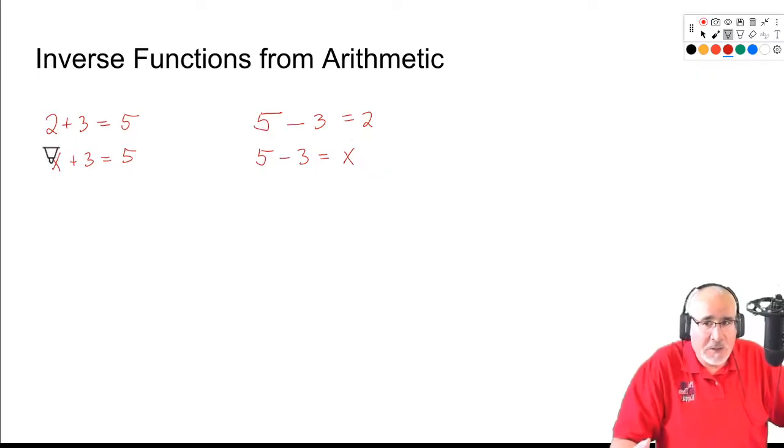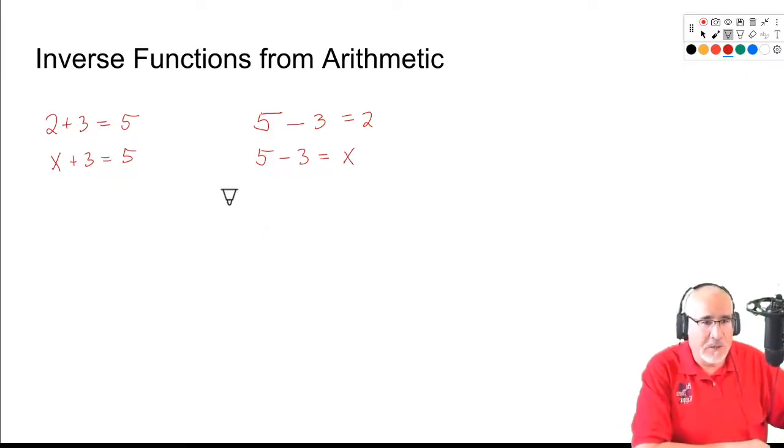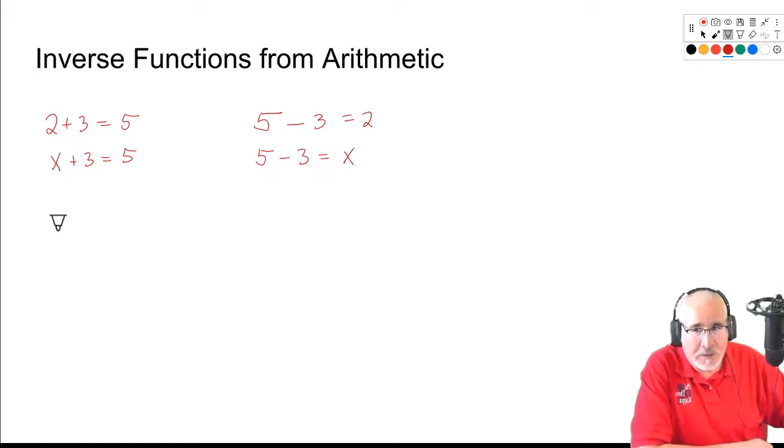So instead of thinking of doing something to both sides of the equation, that's one thing, it works. But you could also think of it as a dance where this 3 has to come over and dance with the 5, but it's going to be doing the inverse dance. So 5 minus 3 is x, which makes sense because 5 minus 3 is 2. Okay, so I want you to see inverse functions in this light. We have another example of multiplication. So maybe we have 3 times 4. 3 times 4 is equal to 12.